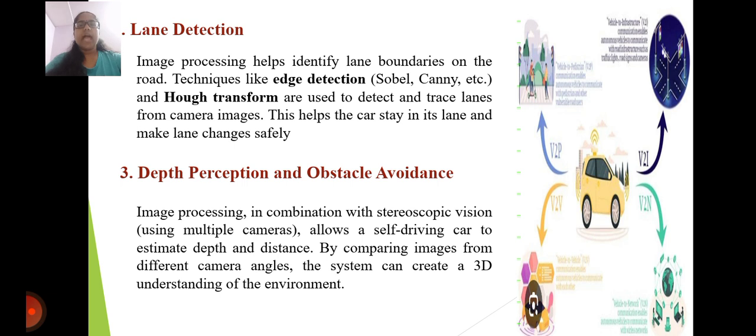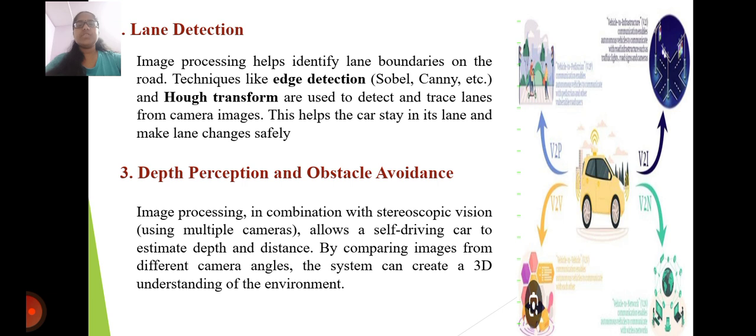The second thing is lane detection. Image processing helps identify the lane boundaries on the road. Techniques like edge detection, Sobel, Canny, and Hough transform are used to detect and trace the lanes from the camera images. This helps the car stay in its lane and make lane changes safely.